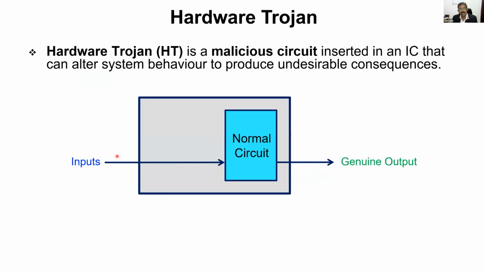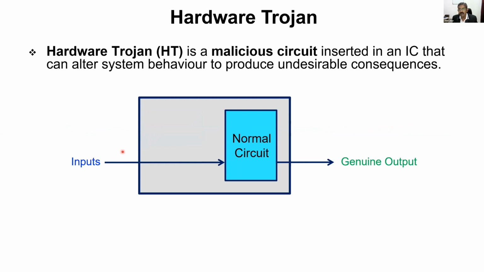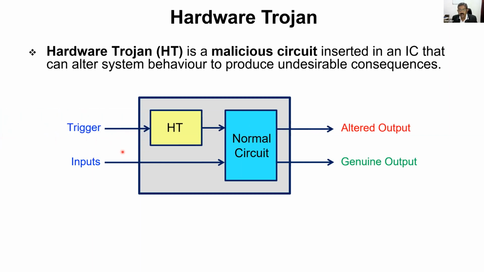Let me now introduce the concept of hardware Trojan. A hardware Trojan is basically a malicious circuit inserted in an IC that can alter the system behavior to produce undesirable consequences. Consider that you have a normal input, and the normal circuit for a given input is going to give some output. But when you have a hardware Trojan, and if it is triggered, it is going to give an altered output.